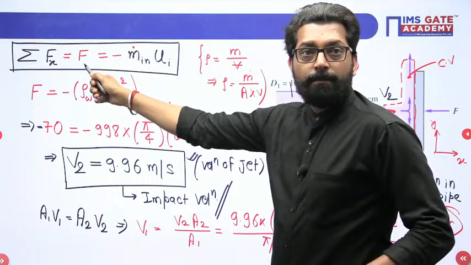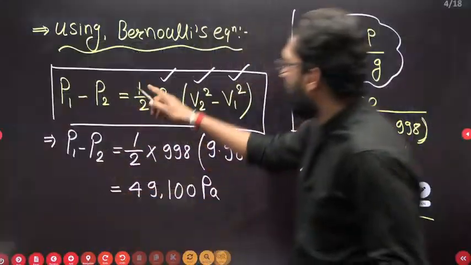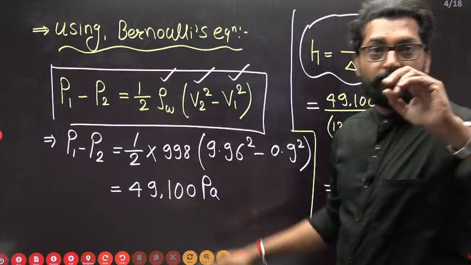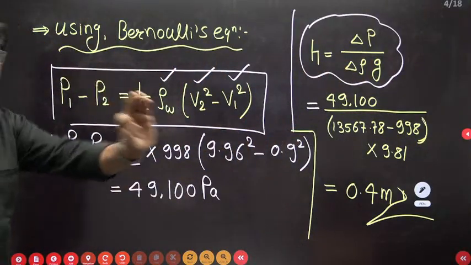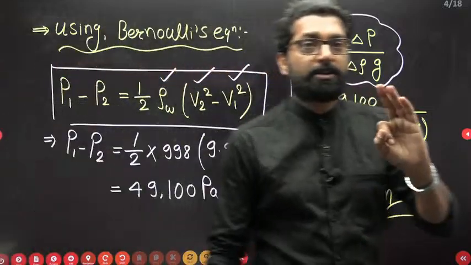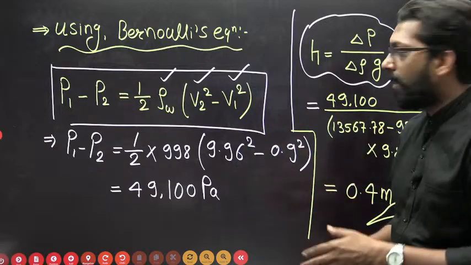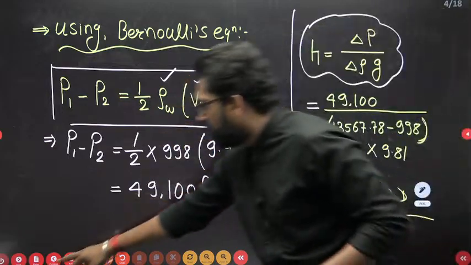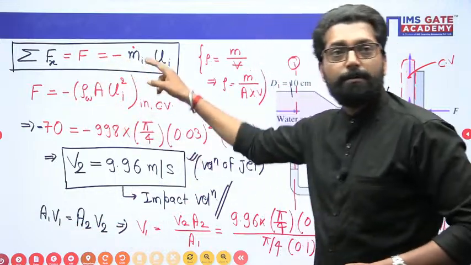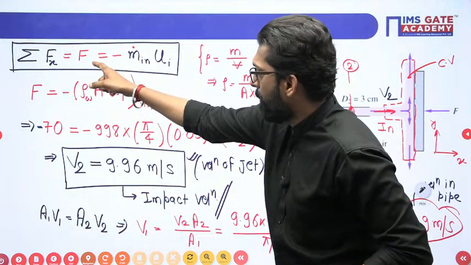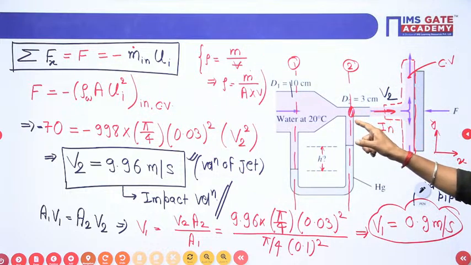Conservation of momentum, conservation of mass, and conservation of energy. From these three equations we can easily find the answer. In this question, all three conservation laws must be applied while solving this problem. This is your energy equation, this is your conservation of mass equation, and that is your conservation of momentum equation. From the conservation of momentum equation, you can easily find the exit velocity, the jet velocity.